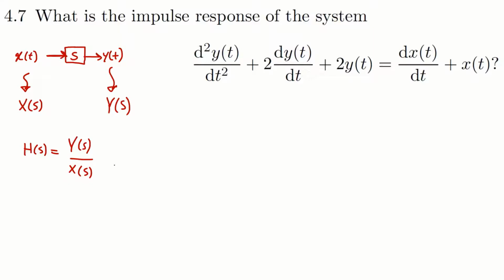And if we know this, then we can find h of t just by taking the inverse Laplace transform of H of s. Okay, so that's the process we should do. We first should find this H of s, this transfer function, and then when we get that, we should find h of t by taking the inverse Laplace transform of H of s. Okay, let's go ahead. A few things we should know.